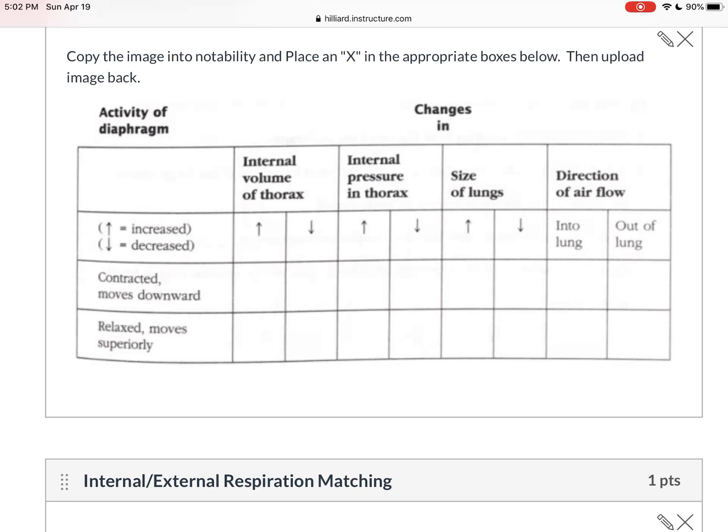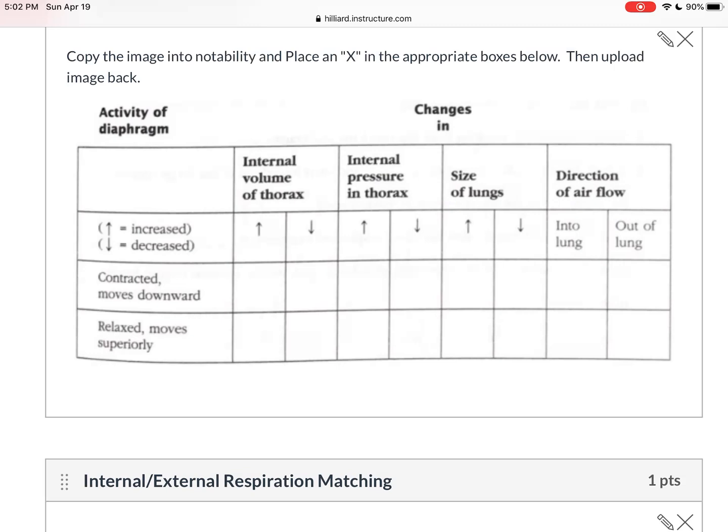For internal pressure in the thorax, okay, when the volume goes up, the pressure goes down. So we put an X under the down arrow. When the volume goes down, the pressure goes up, and that's going to be with the diaphragm in the relaxed position. We'll put an X there.